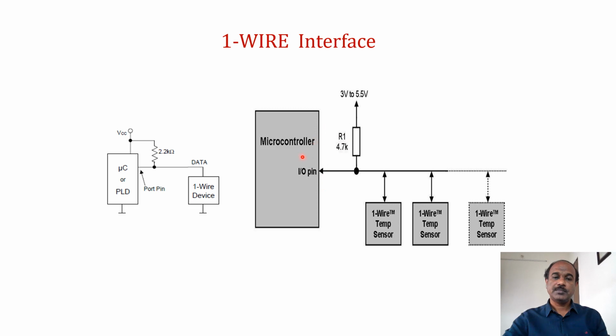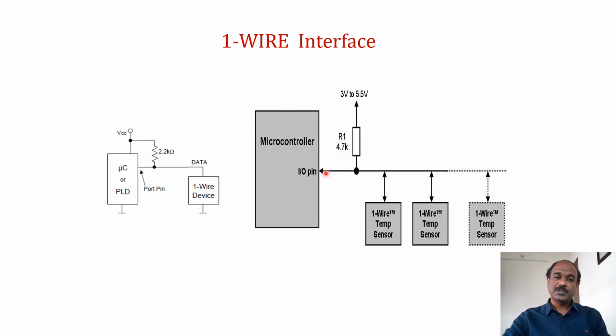As you can see in the diagram, there is one master device, that is the microcontroller, and there are three slave devices, and there is a single communication line. Since there is a single line, the data can either flow from the master to the slaves or from the slaves to the master. So it allows half duplex communication, and also there is no clock pulse, so it is an asynchronous communication.